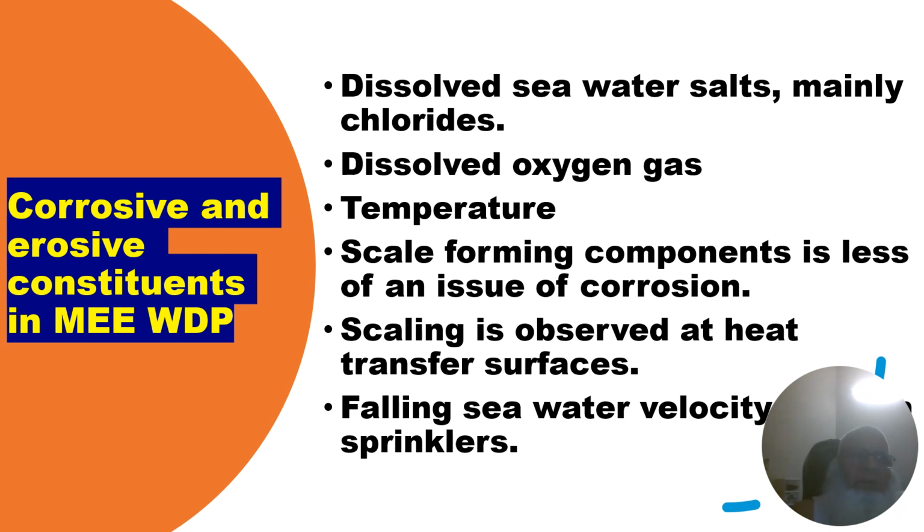This slide shows corrosive and erosive constituents in multiple effect evaporator water desalination plant. The corrosive elements are the dissolved seawater salts, mainly chlorides, dissolved oxygen gas, and temperature. Scale forming components are less of an issue for corrosion. Scaling is observed at heat transfer surfaces and falling seawater velocity through sprinklers.